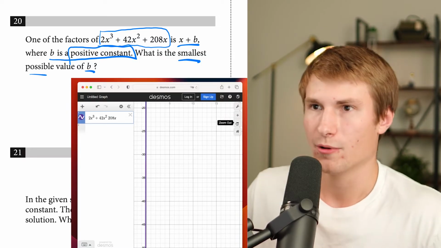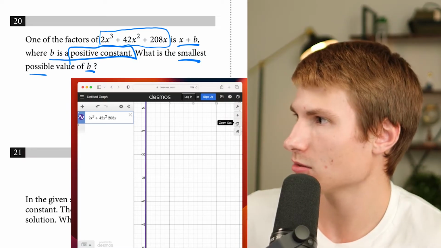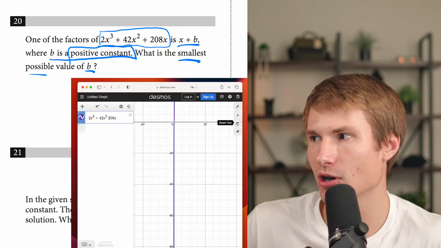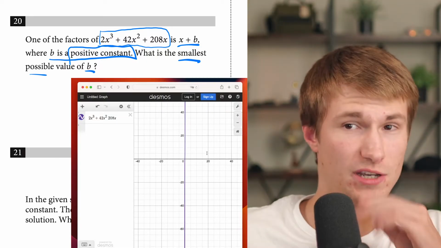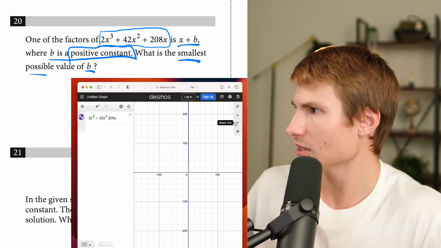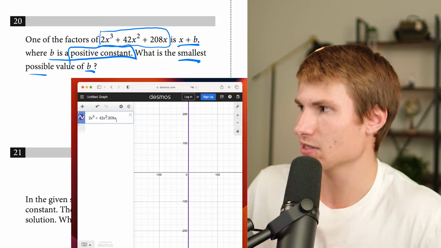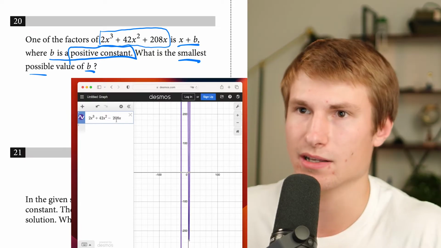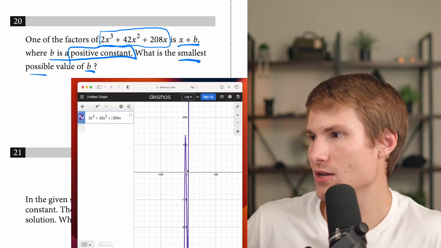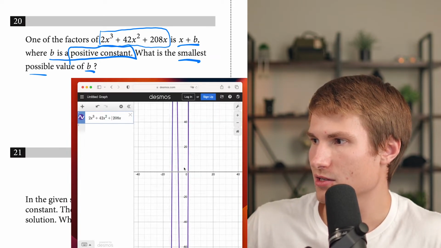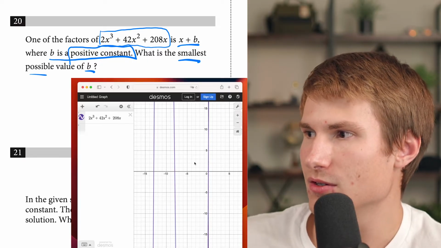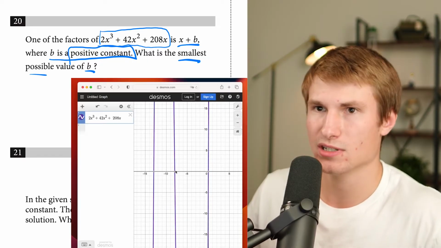All right, we got 2x cubed plus 42x squared plus 208x. I always recommend if you are using Desmos to check your equation just to make sure you did put it in correctly. Oh, I am missing something. Okay, I need to have that plus 208x. There we go. I was wondering why it didn't look right because it looked just like a straight line. Okay, so here we go. Now we've got it correctly input in Desmos.